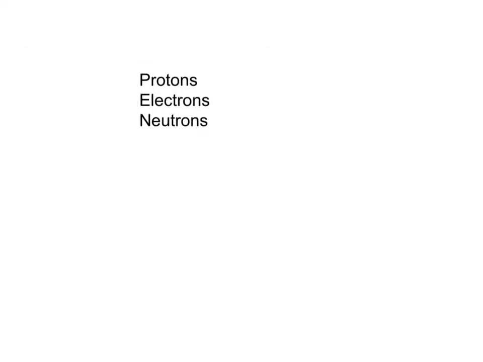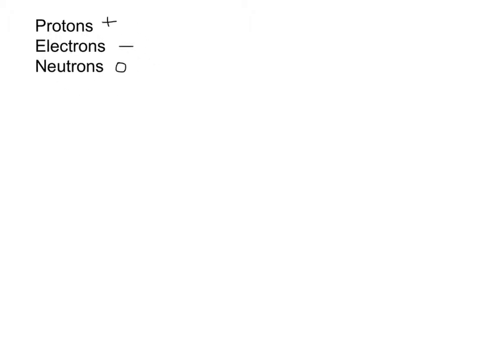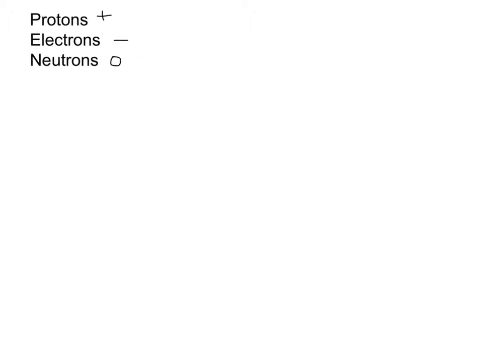Particles are made up of three different parts. They're made up of protons, electrons and neutrons. Now the protons carry a positive charge, the electrons carry a negative charge, neutrons carry a neutral charge, no charge at all. So we can find these protons, electrons and neutrons in various places of the atom.